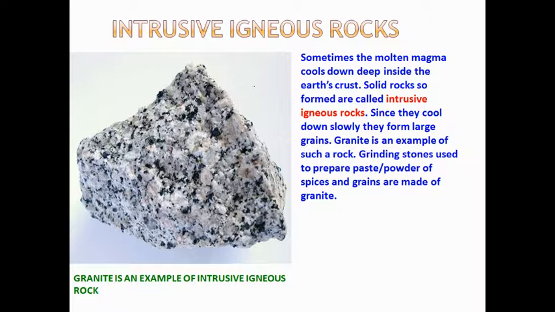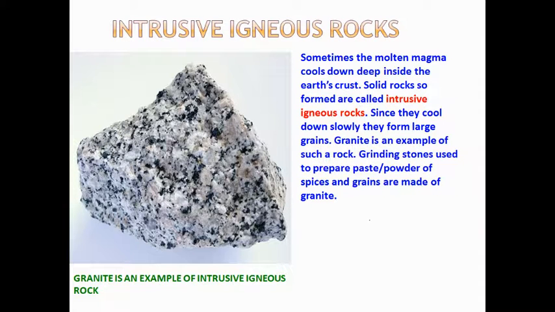Now the intrusive igneous rocks. Sometimes the molten magma cools down deep inside the Earth's crust. Solid rocks so formed are called intrusive igneous rocks. Since they cool down slowly, they form large grains. Granite is an example of such a rock. Grinding stones used to prepare paste, powder, spices and grains are made of granite. As we all know, granite is a very strong, hard rock. The intrusive igneous rocks are bigger as compared to the extrusive igneous rocks.